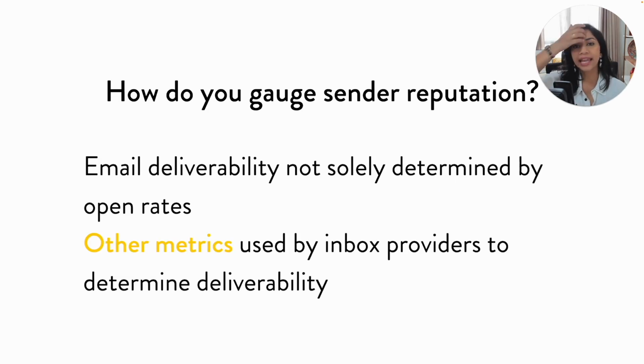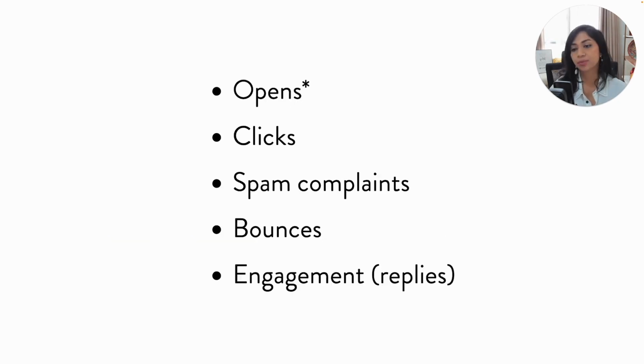So what are these metrics? How do you gauge sender reputation? Previously, email open rates used to be a pretty big metric that they used to gauge sender reputation. If you had pretty good opens, then you had a higher sender score or a higher sender reputation. But there are also other metrics used by the inbox providers to determine deliverability. Some of these are opens, like I mentioned, and you've got clicks.